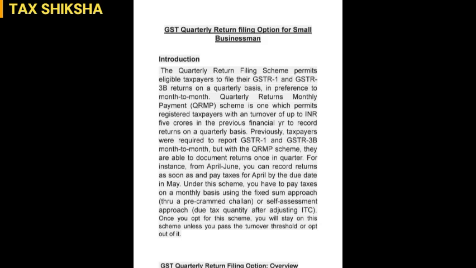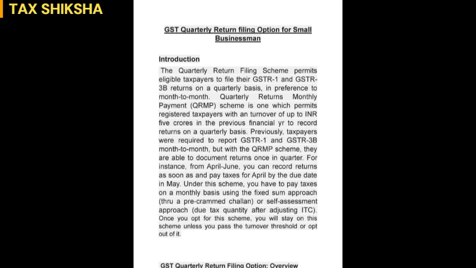Previously, taxpayers were required to report GSTR-1 and GSTR-3B month-to-month, but with the QRMP scheme, they are able to file returns once in a quarter. For instance, from April to June, you can file returns once and pay taxes for April by the due date in May.